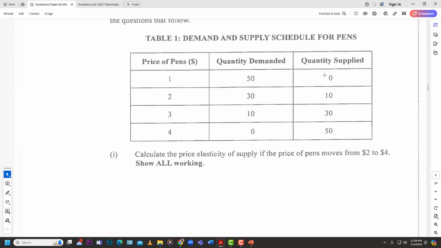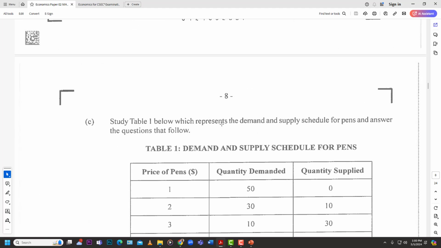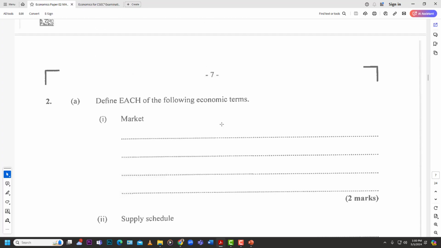And then the reverse is true. The point at which there is the greatest surplus, and a surplus occurs when supply exceeds demand. At $4, supply is 50 and demand is 0. And so if you're supplying 50 and demand is 0, that's a surplus of 50. So at $4, you have a surplus of 50 because demand is 0, supply is 50, and a surplus occurs where supply is greater than demand. So that's it for question number 2 for the May-June 2022 Econ CSEC past paper.